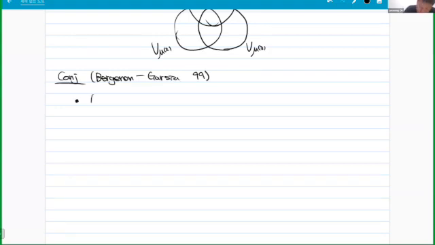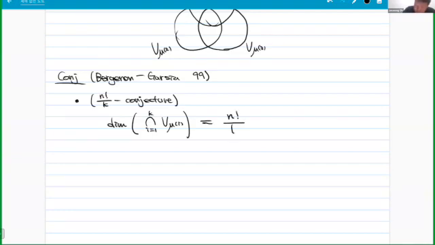The first one is called the n factorial over k conjecture. Recall that the dimension of a single Garcia-Haiman module is n factorial. And what the science fiction conjecture implies is that if you take the intersection of Garcia-Haiman modules mu_1 through mu_k, then the dimension of this intersection is n factorial over k.